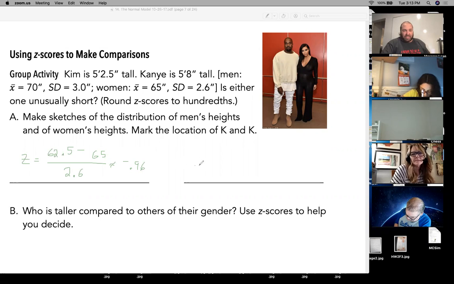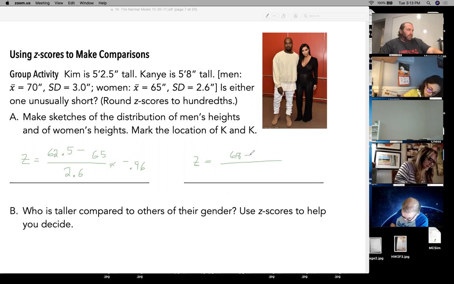Now, what's Kanye's z-score? So Kanye is 5 times 12, which equals 60 inches, 68 inches. 68 inches minus 70. No, I did it wrong. Divided by 3.3. 2.6 equals, oh, sorry.